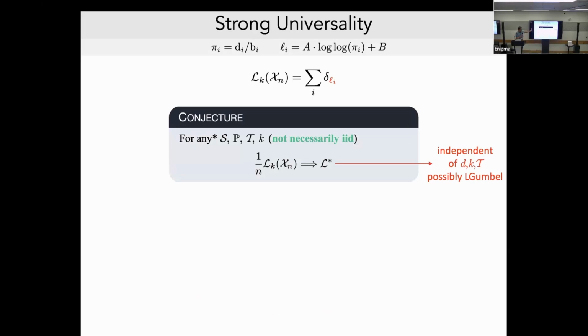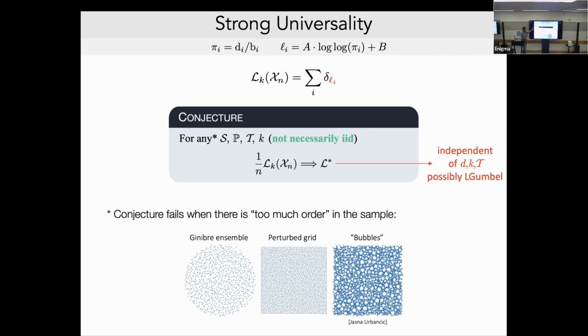Okay, so we're nowhere near moving from weak universality to this part. At least at this point, it looks like a completely different challenge. I should say that it doesn't work all the time, so there's a star here. We tried to look, for example, at where it fails. And the examples that we did eventually find are examples where there is maybe too much structure or order in your point cloud, or not enough randomness. I don't know exactly how to formulate it, but these are three examples.